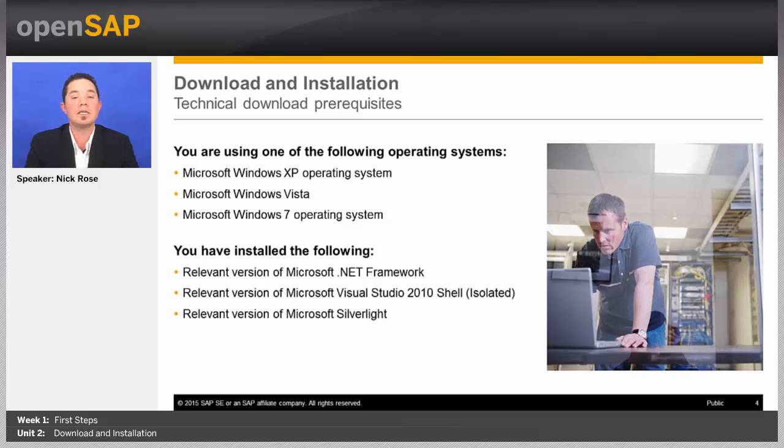Some other things that you'll need is the Microsoft .NET Framework. You'll need, obviously, Microsoft Visual Studio 2010 Isolated Shell. If you already have Microsoft Visual Studio, then you should be okay. And you'll also need Microsoft Silverlight. If you've already been using SAP Business by Design, you'll likely already have Silverlight installed. Now, as you go and install the actual Studio, it's going to do checks to make sure that you have these things in place, and if not, it will help you in installing those different frameworks correctly.